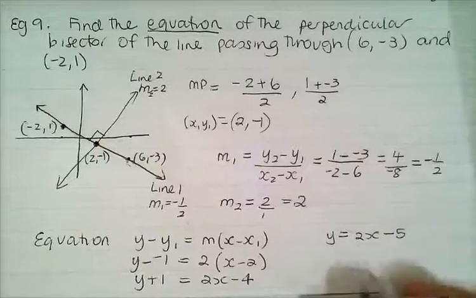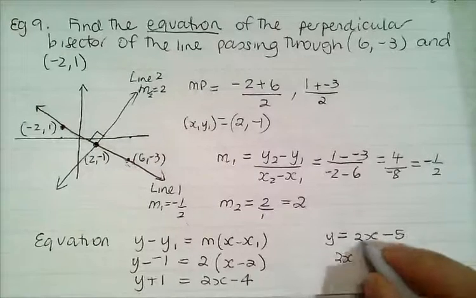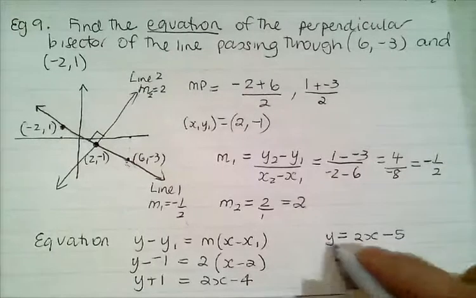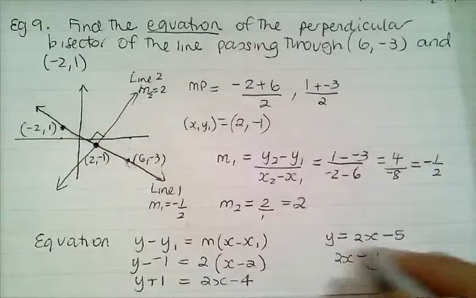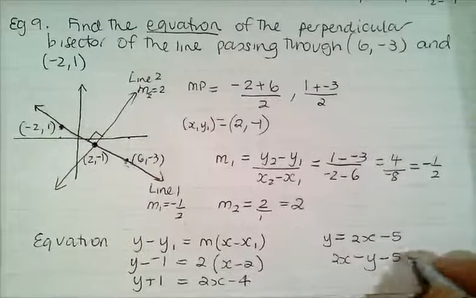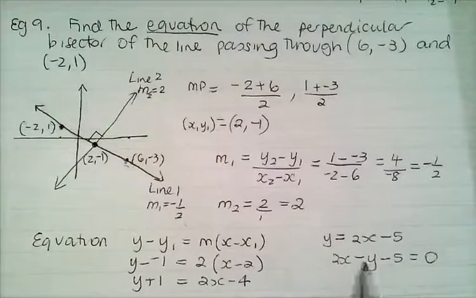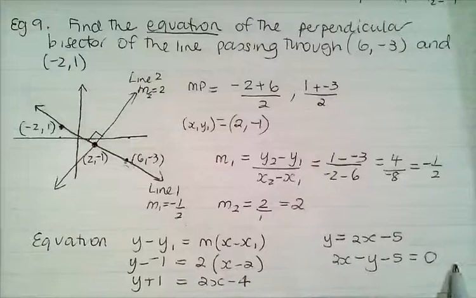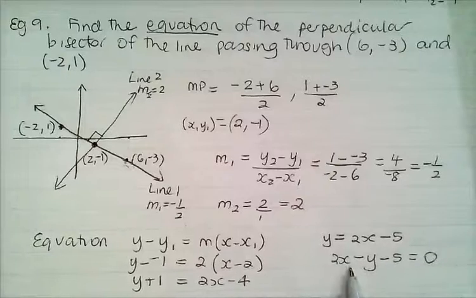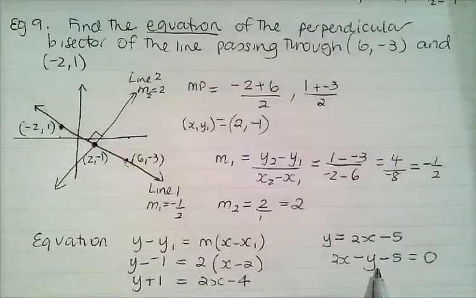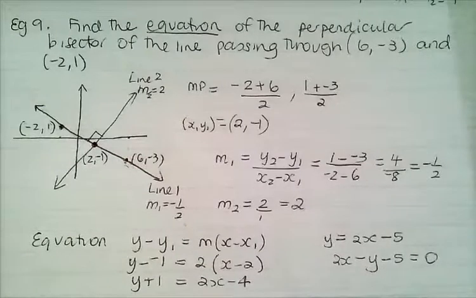Or putting it into general form, I'll keep the 2x over here because the coefficient of the x is positive. I get 2x, bringing this y over, 2x minus y minus 5 equals 0. And just remember that in general form, it's ax plus by plus c equals 0. So the x has to go first, and always the coefficient of the x is positive, and then the y term next, and then the constant, and then equals 0.